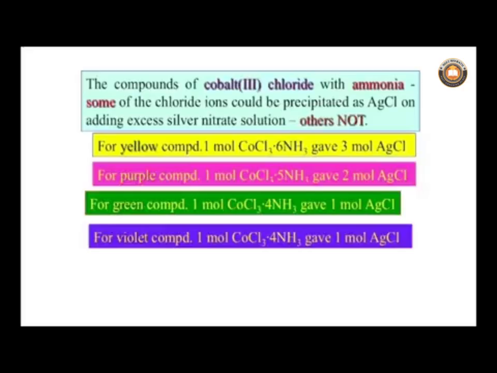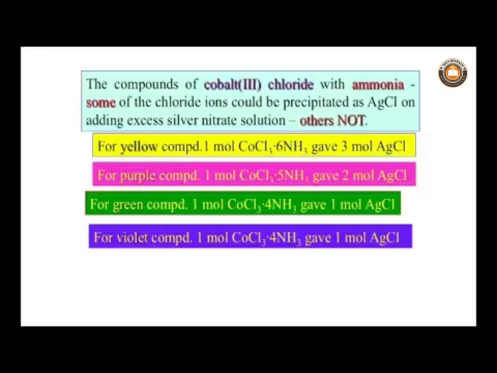Similarly, the next compound we get is the purple compound, where instead of 3 moles of AgCl we get 2 moles of AgCl, and the stoichiometry is a little different, with 1 less ammonia for the same CoCl3. The third one is the green compound, where we are able to remove 1 mole of silver chloride. So, here the stoichiometry goes down again from 6 to 5 to 4, and there is another violet compound.